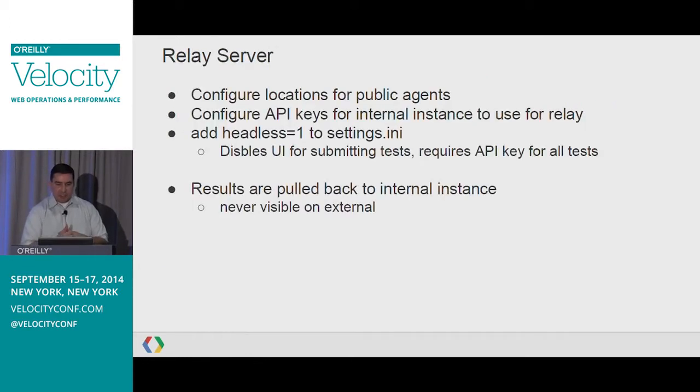On the relay server, you still need to configure the locations as you would for an internal instance, and configure API keys because you want to make sure you're the only one submitting tests. This is the headless equals 1 setting for making it so the UI doesn't work. And then all of the results get pulled back to the internal instance. You can never view any of the results out on the public instance. It just runs the test and downloads the results back. They're never available. There's no URL you can use that would make those visible on the external instance.